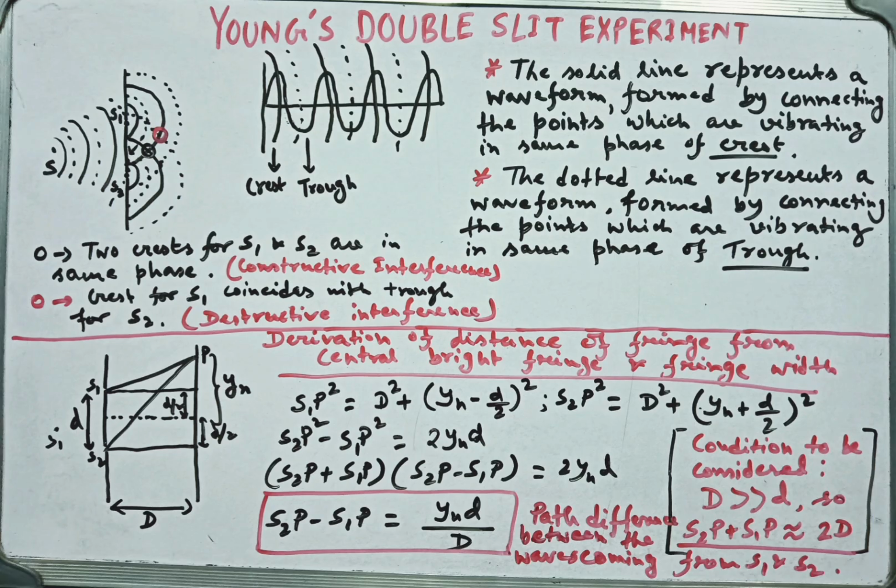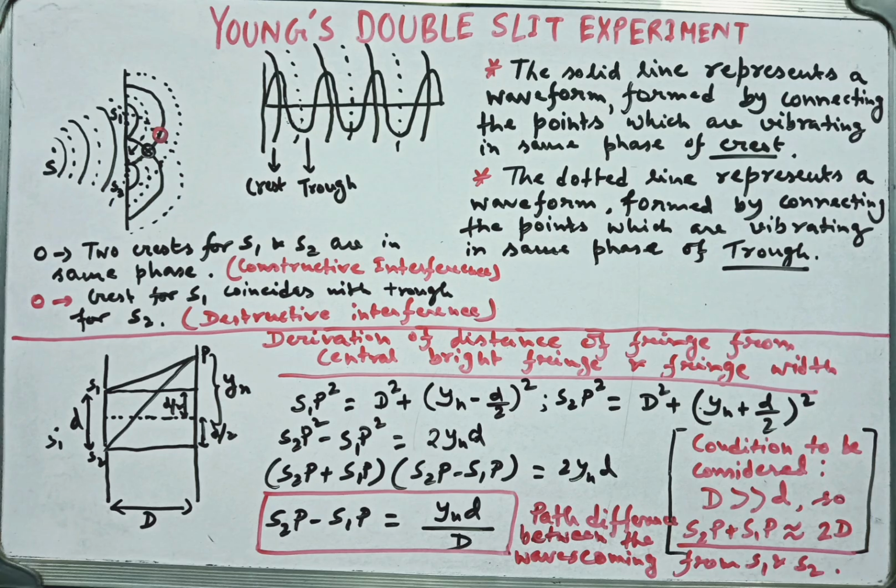Now, in the last lecture we have seen what the intensity pattern will be. Now if we see the intensity pattern, the central pattern is a bright fringe, then a dark fringe, and all the fringes are of equal width. Okay, now here we want to find out the distance of a particular fringe from the central fringe. So how to do that?